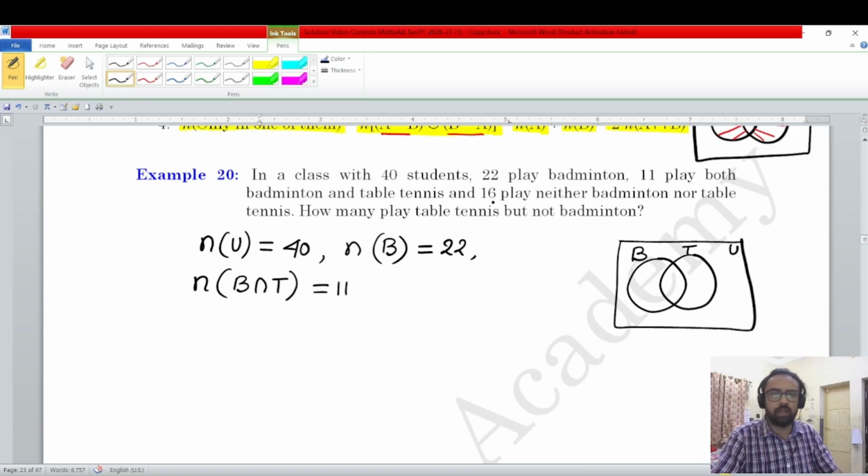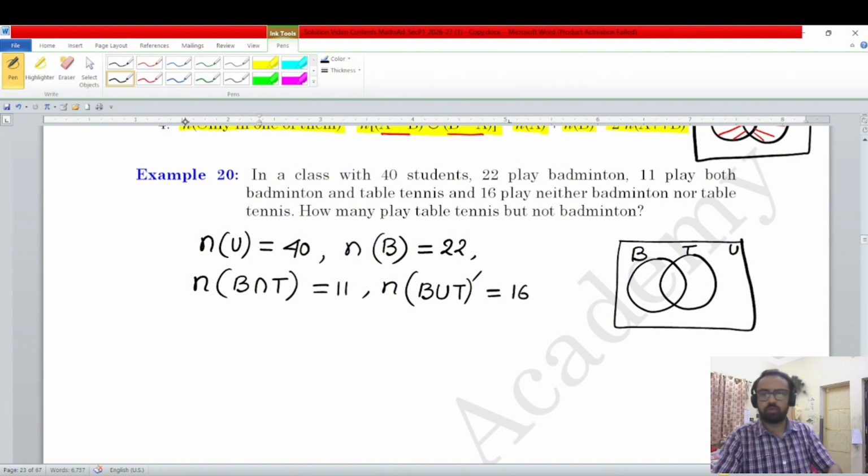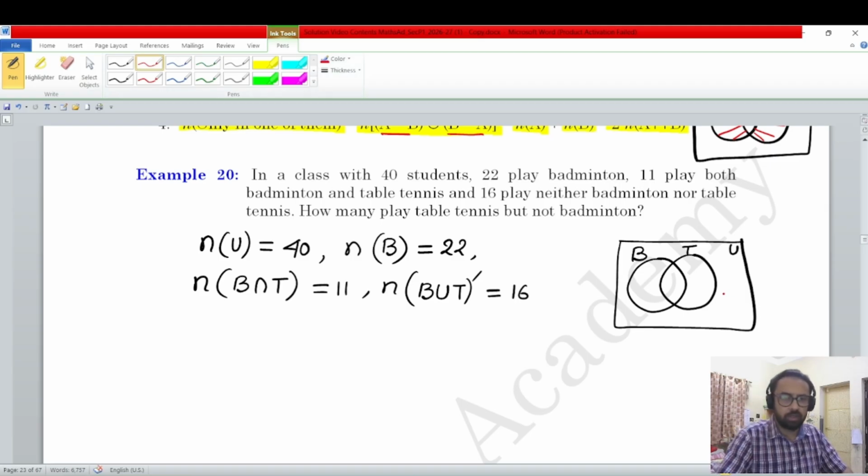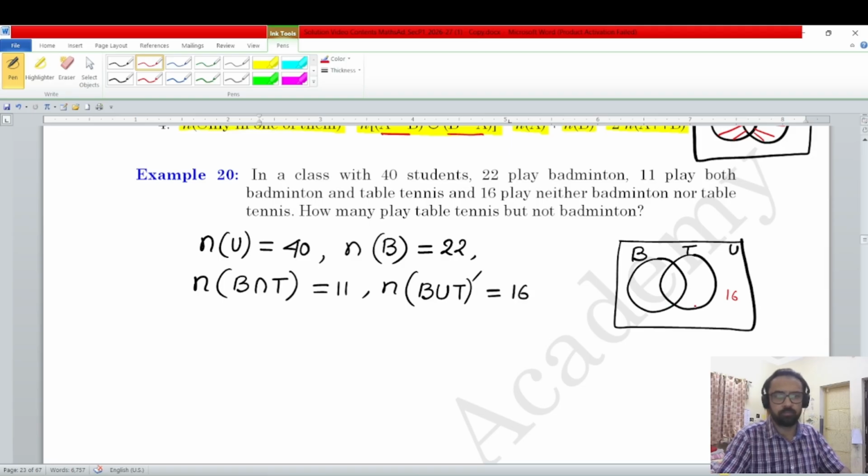And 16 play neither badminton nor table tennis. That means outside the union. Understand? That means the number of students in (B union T) complement is equal to how many? 16. So look here, 16 students are outside B union T.